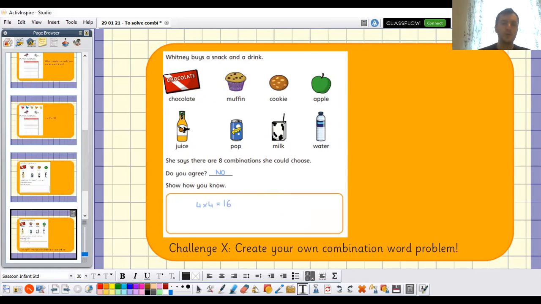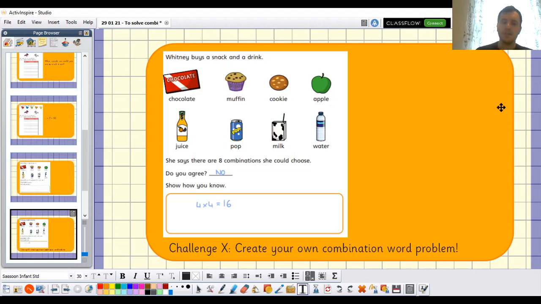Because you could do chocolate with juice, chocolate with pop, chocolate with milk, chocolate with water. Muffin with juice, muffin with pop, muffin with milk, muffin with water. Cookie with juice, cookie with pop, cookie with milk, cookie with water. Apple with juice, apple with pop, apple with milk, apple with water, which is 16 in total. Well done if you spotted her mistake there.